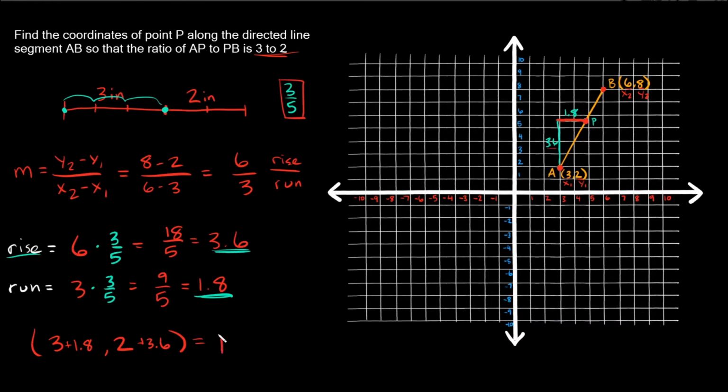So then point P is going to be at 3 plus 1.8, that's equal to 4.8, comma, and then 2 plus 3.6 is equal to 5.6. Okay, so this point right here, point P, is at the coordinates 4.8, comma, 5.6. All right, so hopefully that made sense. Let's try just one more.